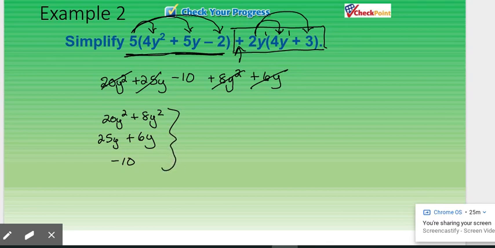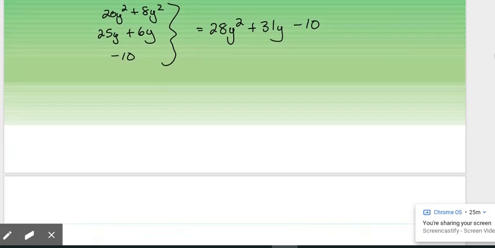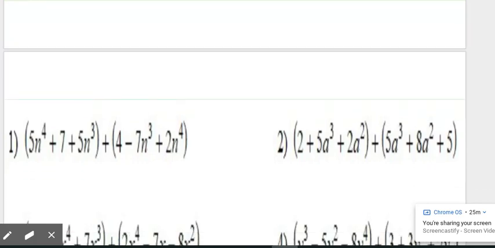Okay. So we have 20y squared plus 8y squared. It's going to be 28y squared. Don't mess with the exponents. We're adding now. 25y plus 6y is 31y minus 10. Okay. All right. So that's the end of our lesson for today.